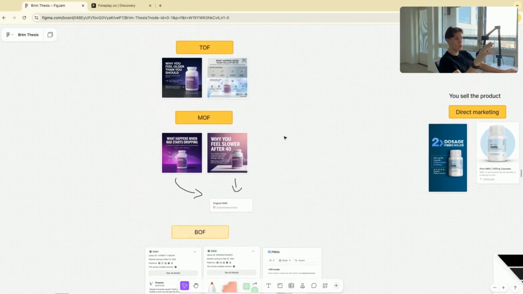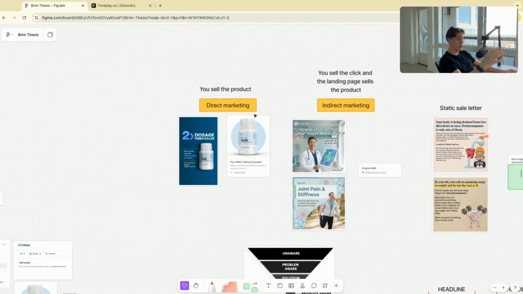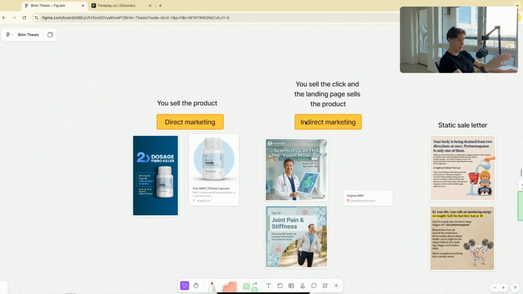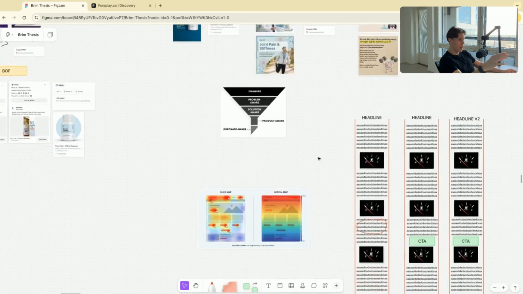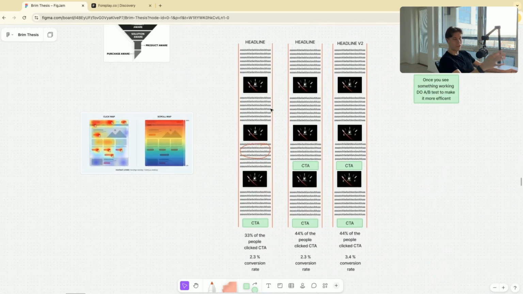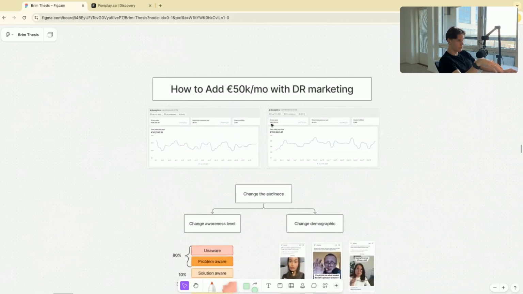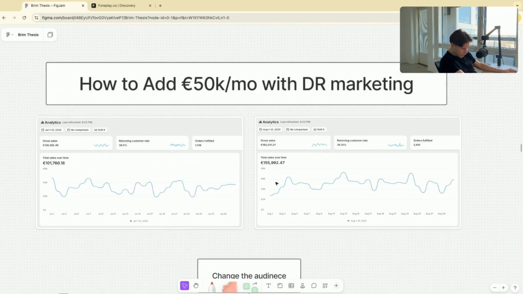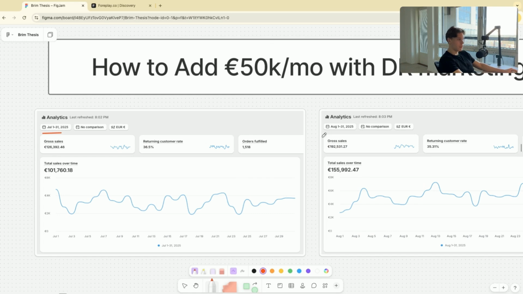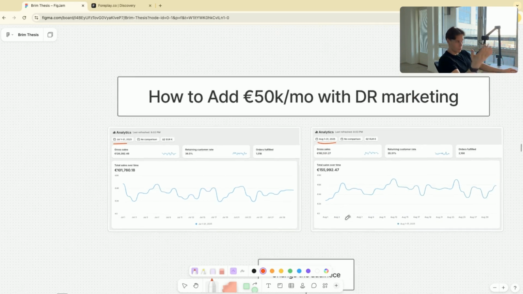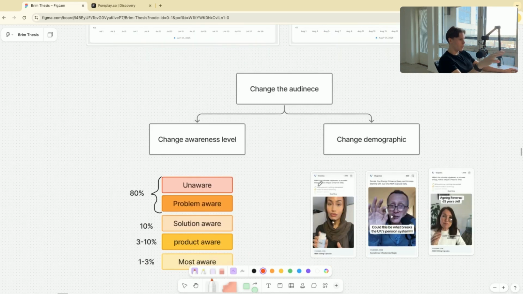Then I'm going to show you some example ads, what is the difference between direct and indirect marketing, and how to actually test advertorials. So let's get straight into it. So firstly, we added an extra 50,000 euros in the first month of working with this client to their revenue. It's insane, really, really powerful.